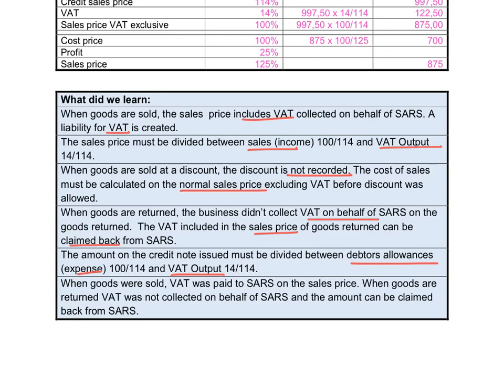When goods are sold, VAT was paid to SARS on the total sales price. When any of these goods are returned, the VAT is not collected on behalf of SARS and the amount can be claimed back from SARS.